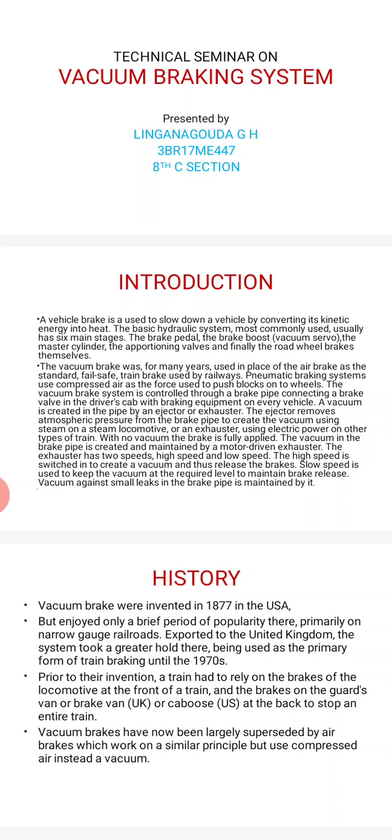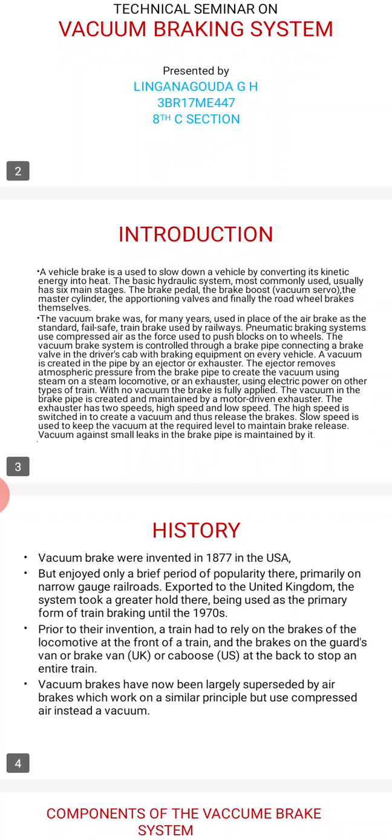The vacuum brake was for many years used in place of the air brake as a standard, fail-safe. The train brake is used by railways. The pneumatic braking system uses compressed air as the force used to push a block on the wheels.